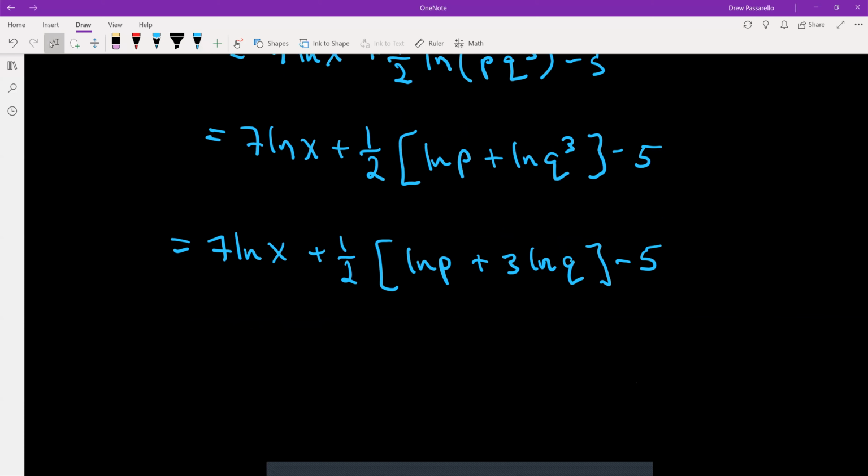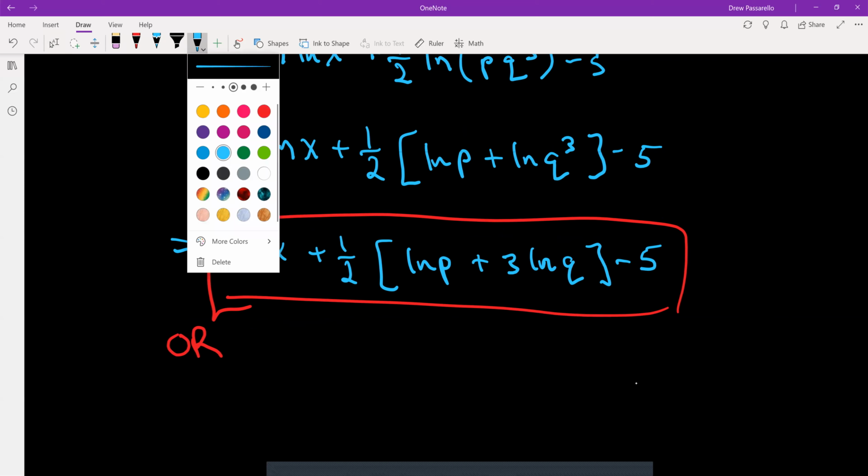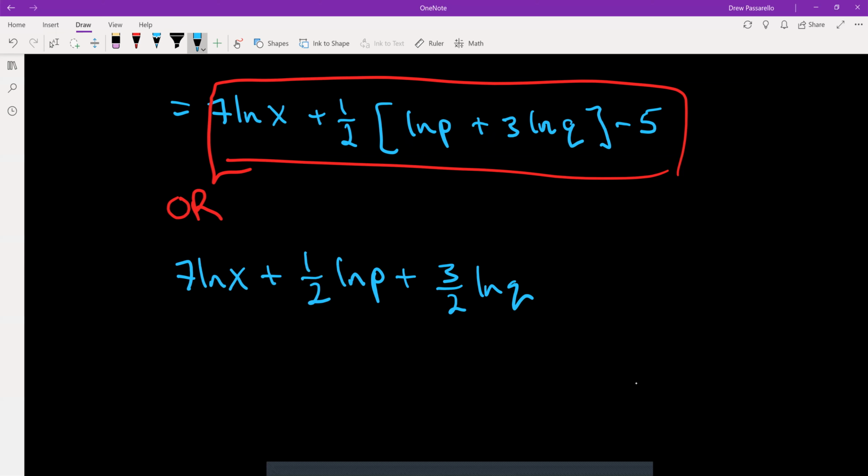All right, and from there, I would accept this. So that was a possible answer, right? And then you could multiply 1/2 through if you want. Let's say, 7 times natural log of x plus 1/2 natural log of p plus 3/2 natural log of q minus 5.